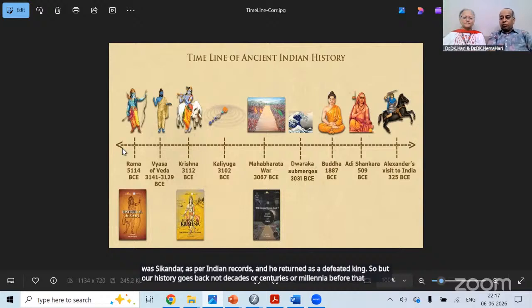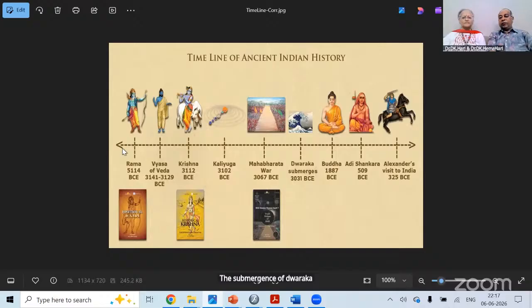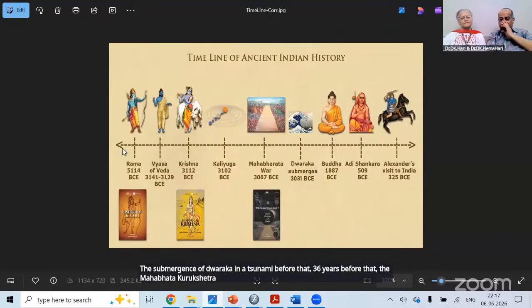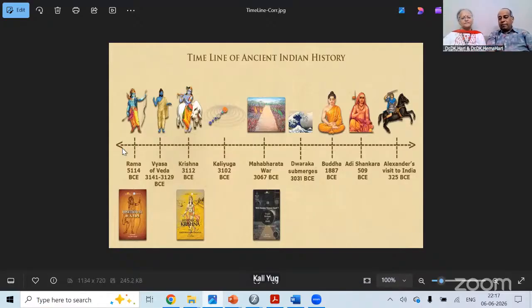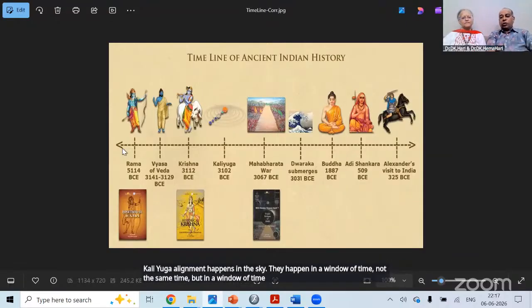You have Adi Shankara, Buddha, the submergence of Dwaraka in a tsunami. Before that, 36 years before that, the Mahabharata Kurukshetra war, and then the astronomical alignment of Kali Yuga in the sky. Because Mahabharata is an event, that Kurukshetra event, that happens on earth. Kali Yuga alignment happens in the sky. They happen in a window of time, not the same time, but in a window of time. Before that, you have Bhagavan Shri Krishna's birth.